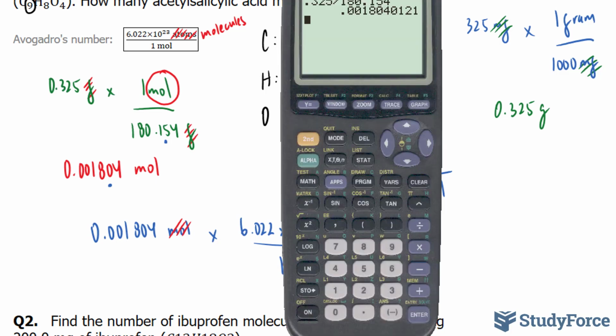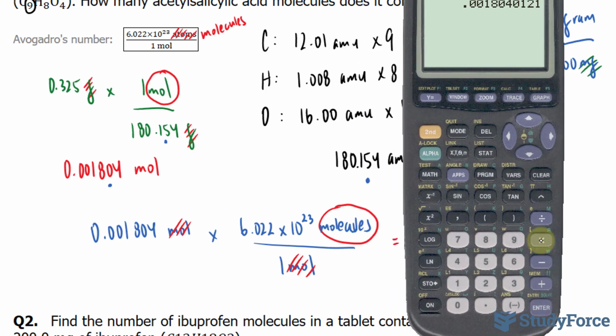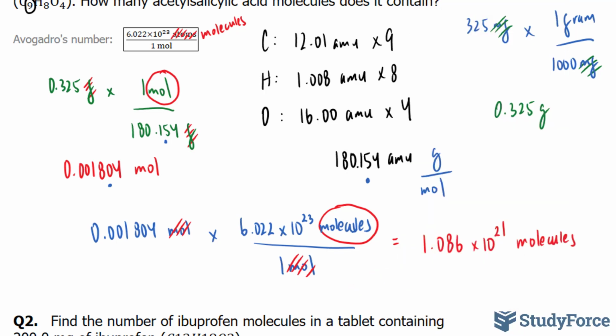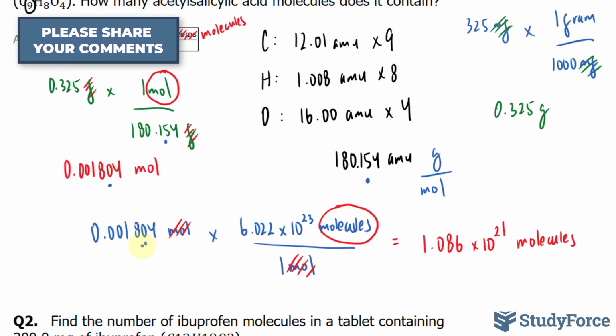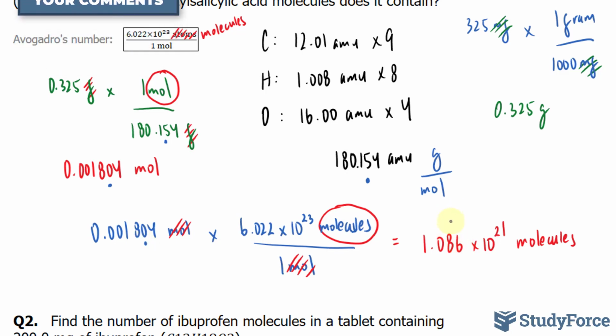Let's calculate this now. Multiplying this number by 6.022 times 10 to the power of 23, we end up with our final answer of 1.086 times 10 to the power of 21. Remember, we should end up with 3 significant figures because this has 3 significant figures, and this 6 is greater than 5, so this number rounds up to 9. So we have 1.09 times 10 to the power of 21.